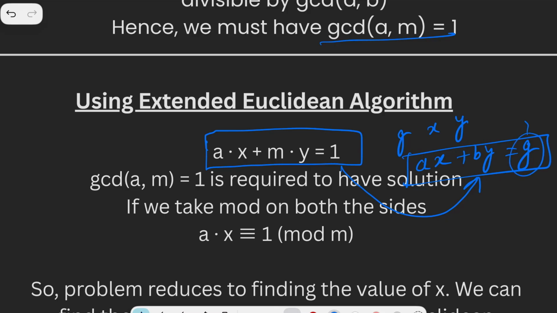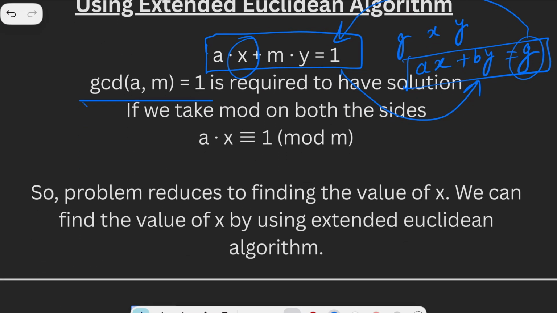g here is 1 only, right? Because GCD of a and m is going to be 1. Then only the solution exists. And you can compute GCD of a and m and check whether it's 1 or not. If it's not equal to 1, then solution doesn't exist. That means inverse doesn't exist. If it is 1, then you can simply compute the value of x by using extended Euclidean algorithm.